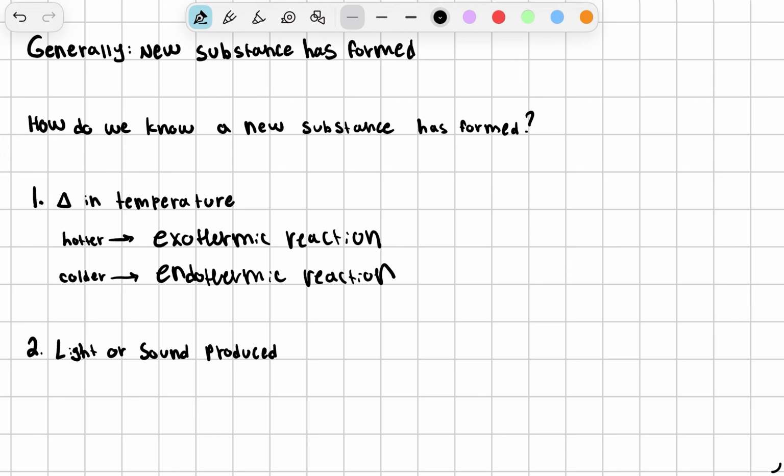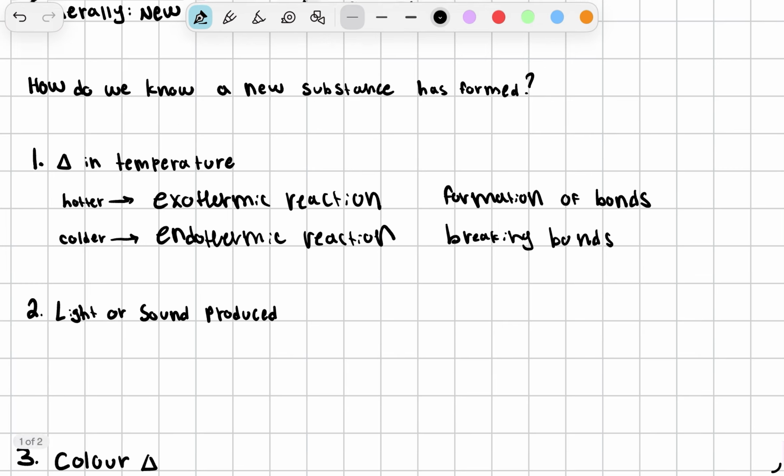Why is this relevant? Because when bonds are breaking, this requires energy that can't be emitted as heat. So when it gets colder through an endothermic reaction, we're breaking bonds. But when we get hotter with an exothermic reaction, this is the formation of bonds. And breaking and forming bonds creates a new substance.